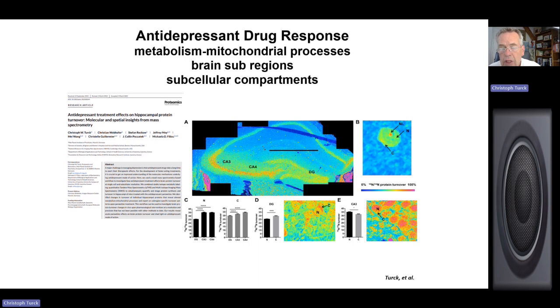This is all published. You can look at the paper to get more information about this. But this shows you the power of these two methods. You're getting molecular data on one hand from the tandem mass spectrometry, and you're getting beautiful image data from the MIMS method.